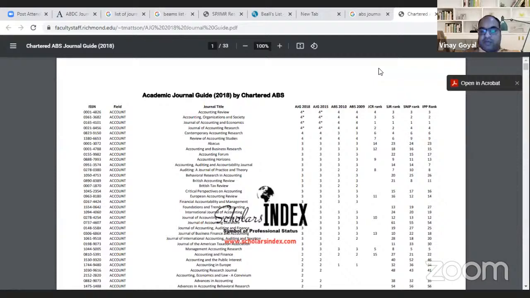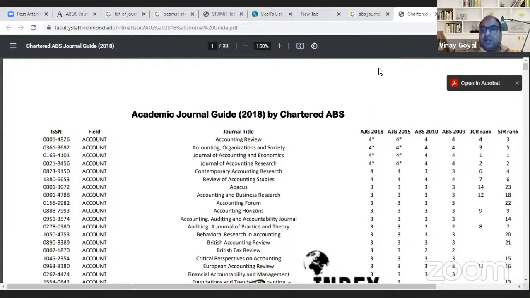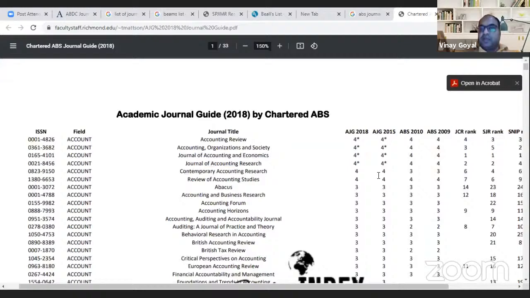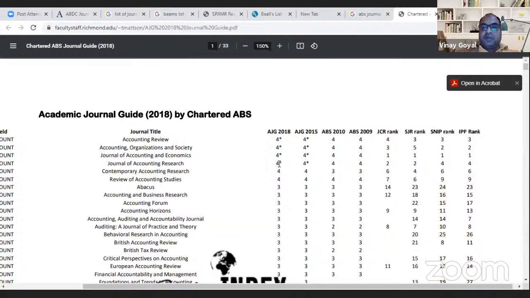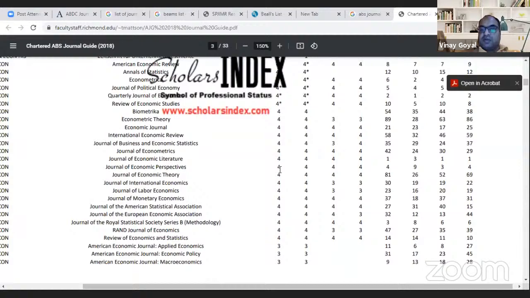I hope you are able to see my browser. So here is the list of academic journals. And here you can see it is 4-star or 4 which they are giving. So 4-star or 4 is basically the same. There is no difference in 4-star or 4. So you can see there are journals with 4, then 3, 2, and then journals with 1. So this is another type of list.